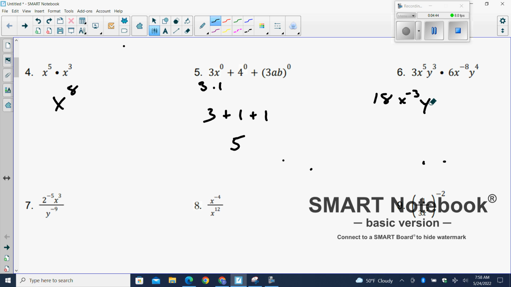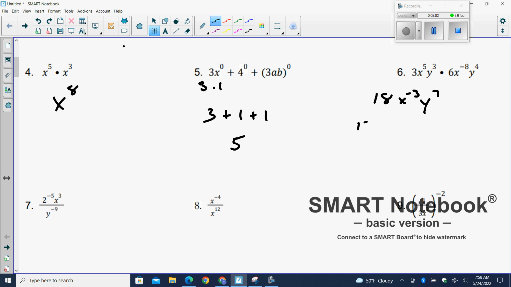Y to the 3rd times y to the 4th is y to the 7th. I add my exponents. Getting some stray marks sitting out here. Let's get rid of them.